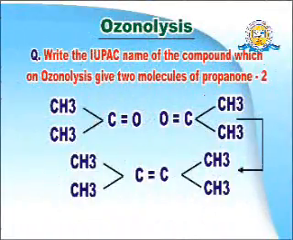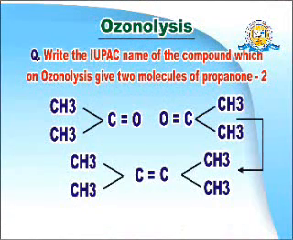Please see the question. An olefinic double bond compound on ozonolysis gives two molecules of propanone-2. What is the IUPAC name of this compound? It's a fine question, you can observe. Again I am repeating, an olefinic double bond compound on ozonolysis gives two molecules of propanone-2. What is the IUPAC name of that compound? See, how shall we write?